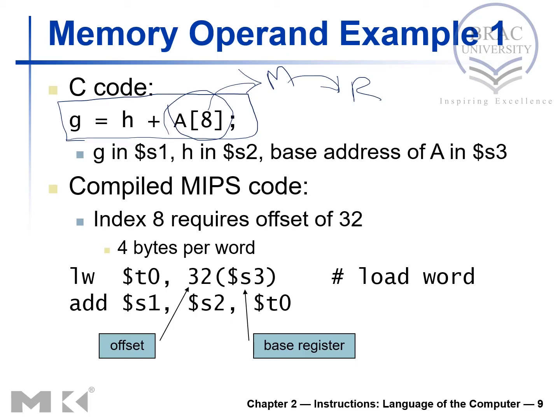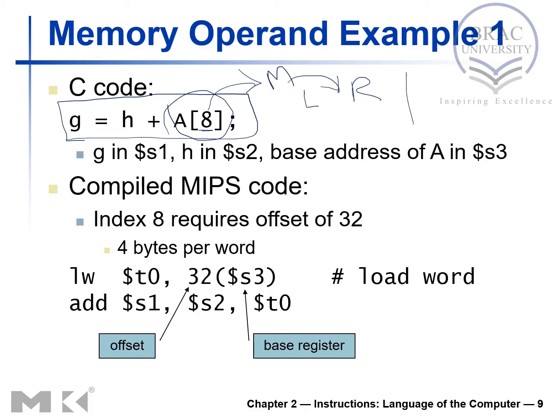To bring something from the memory to the register file, what instruction do we need to use? We need to use the load instruction. But there is one question. There is an index A8, so how would you know where A8 is in the memory?